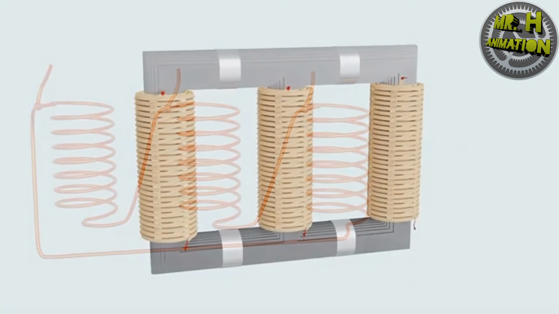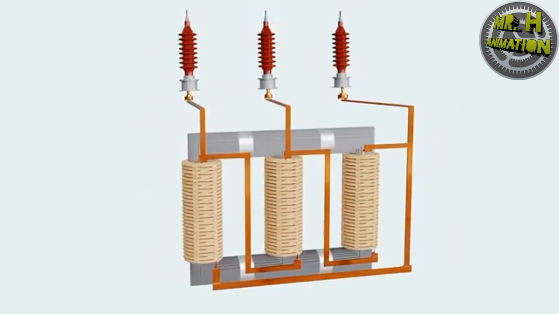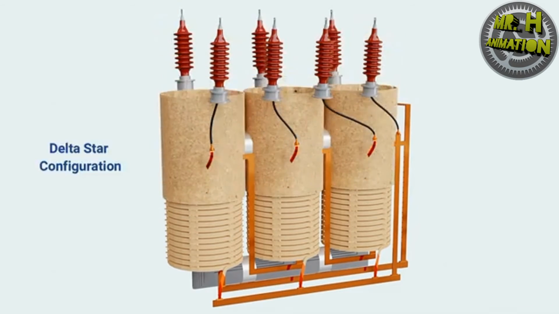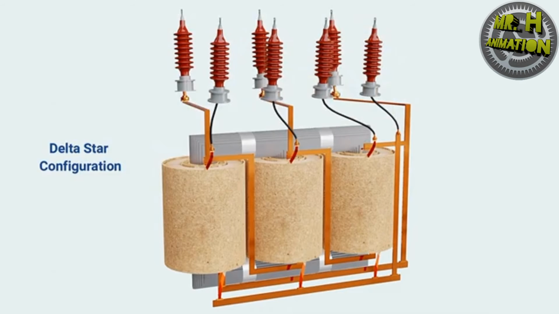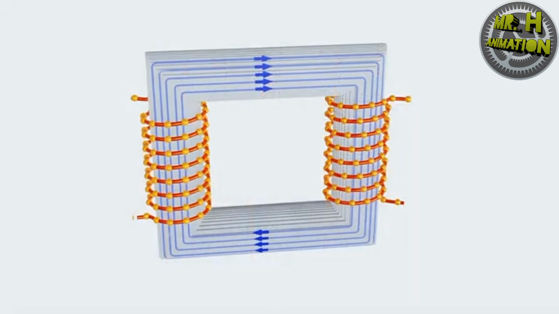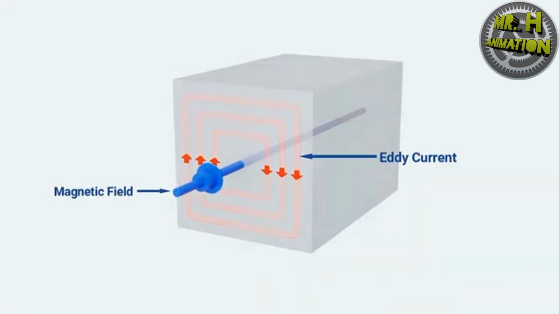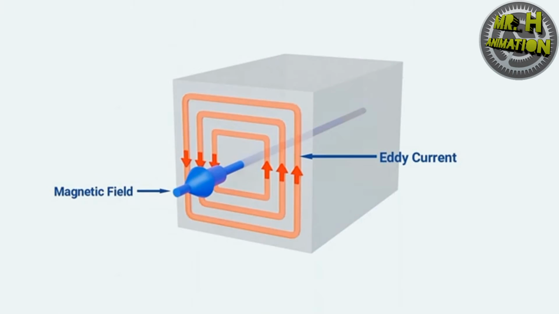In the model shown here, the primary winding is connected in delta configuration, and the secondary winding is connected in a star configuration. This type of connection is known as delta star configuration. We learnt that a metallic core is crucial in a transformer, but it also comes with some drawbacks. Whenever a changing magnetic field is passing through a metal, eddy current is developed perpendicular to the field. Eddy current causes loss of energy by opposing the available magnetic field.